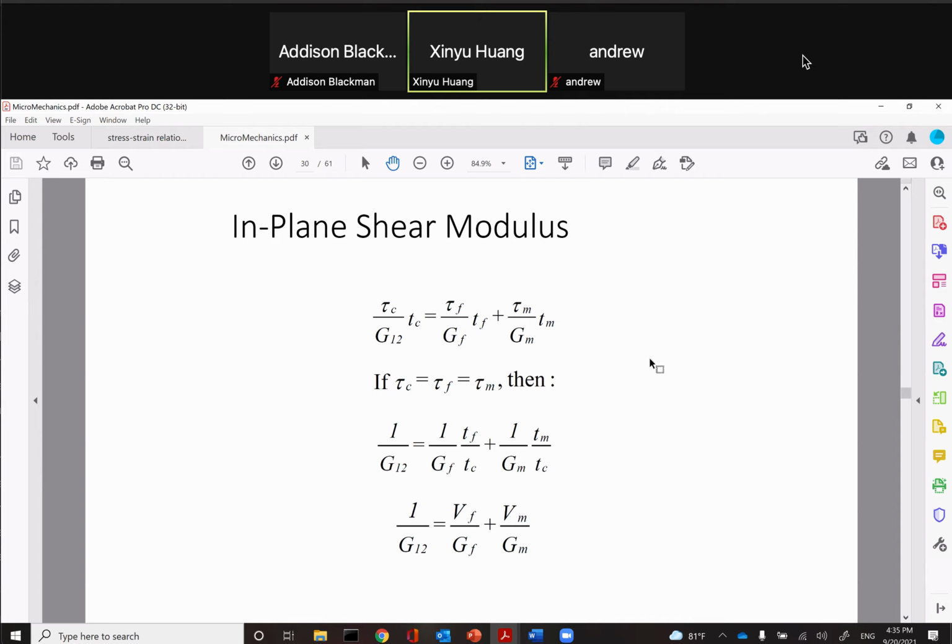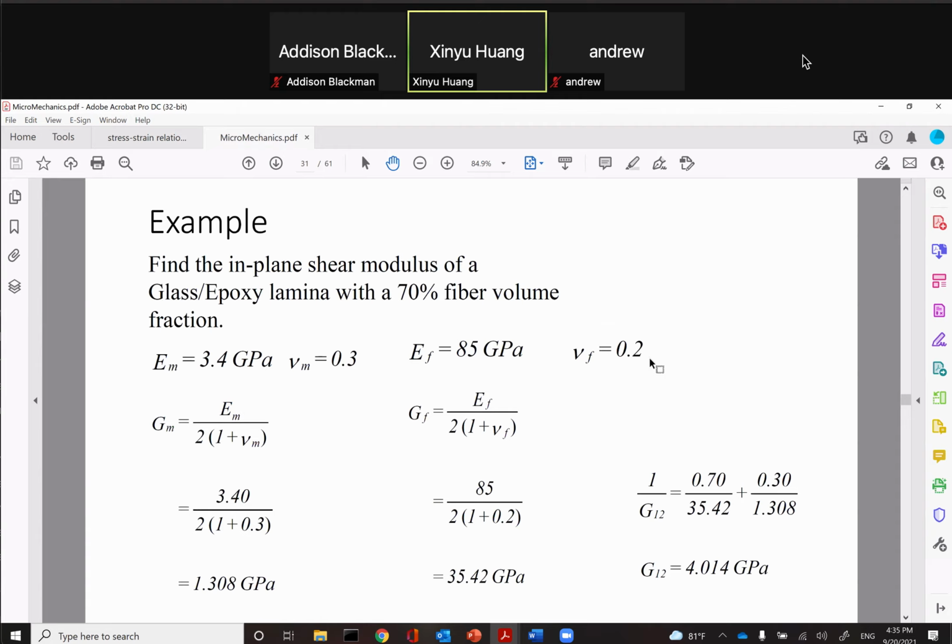In-plane shear modulus G12 is related to the shear modulus of the fiber, shear modulus of the matrix, and volume fraction. This is an example here. Glass fiber, 70% volume fraction. Polymer matrix. This EM of 3.5 is the epoxy properties, and these are the fiber properties. So I want to calculate the in-plane shear modulus using the rule of mixtures model.